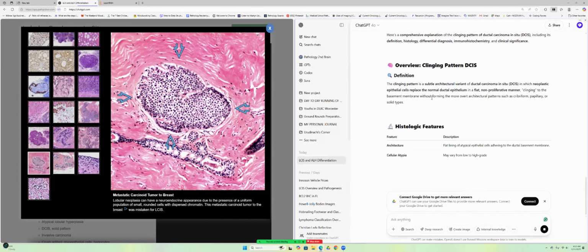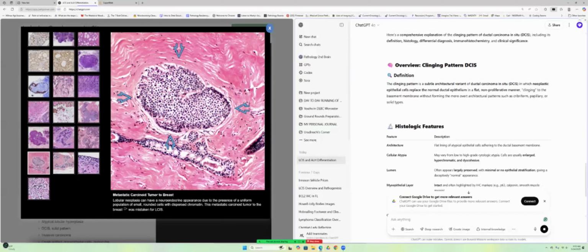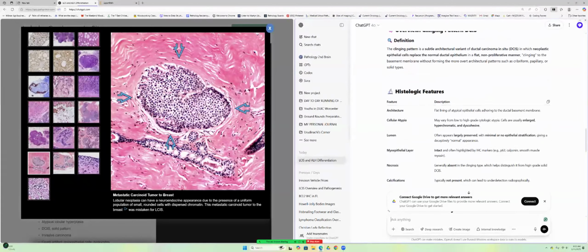It's a subtle architectural variant of DCIS in neoplastic epithelial cells. They replace normal ductal epithelium in a flat, non-proliferative manner. Normally DCIS proliferates and fills the whole duct, but this one doesn't fill the whole duct, clinging to the basement membrane without forming overt architectural patterns like cribriform, papillary, or solid types. The flat line of atypical epithelial cells adheres to the ductal basement membrane. They have cellular atypia. The lumen is largely preserved.